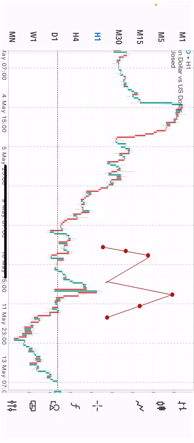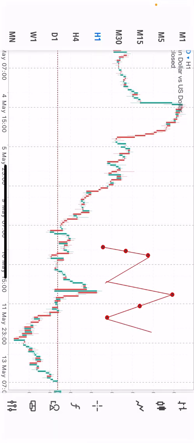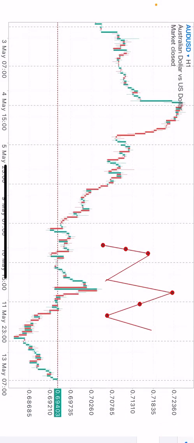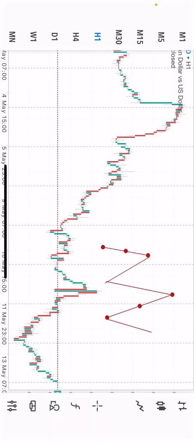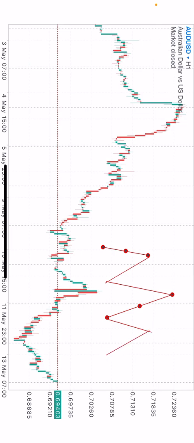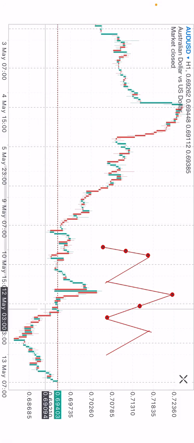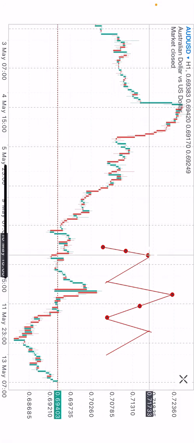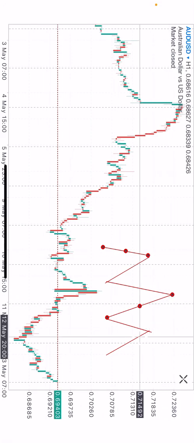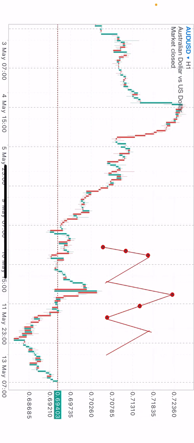So what I'm showing you is an example of a price pattern. Something like this is called head and shoulders. This first point is the shoulder. Here is the head, and here is the other shoulder: right shoulder, head, and left shoulder. So this is an example of a price pattern.